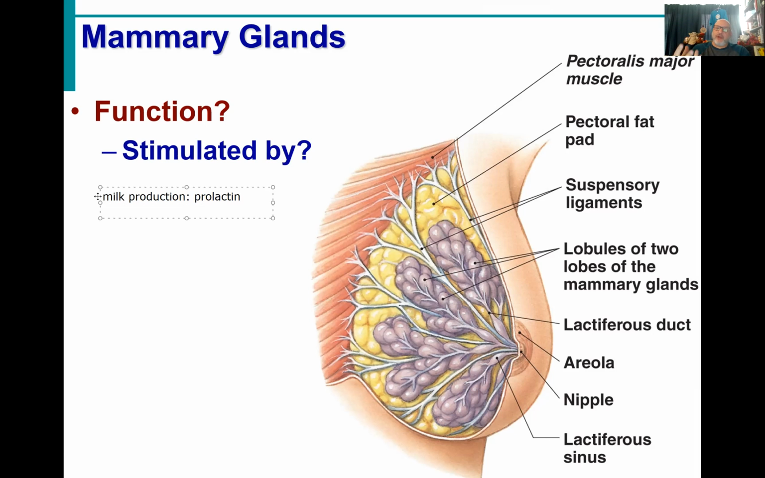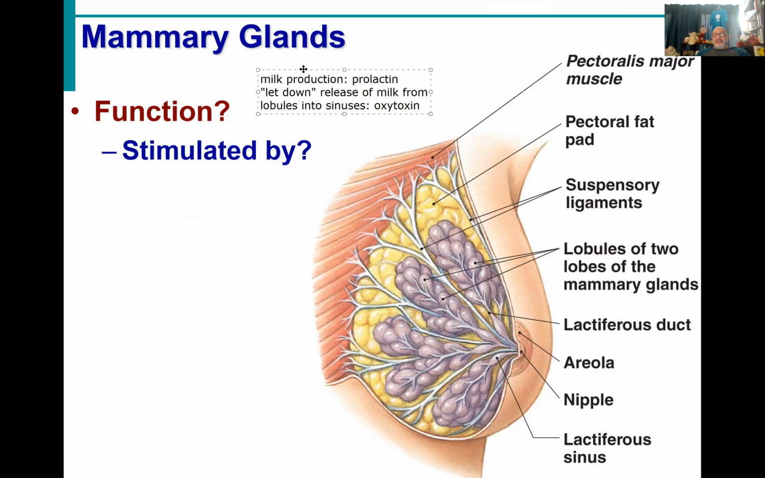But you guys are correct in that the letdown of that milk, and by letdown, what we're really meaning by this is the release of the milk from the lobules into the sinuses so that it can be more easily expressed. And that letdown, you are absolutely correct, is stimulated by oxytocin. So there are indeed two hormones involved in the production and release of the milk, but production of the milk is produced by prolactin. And again, what hormone causes these to mature and get ready?